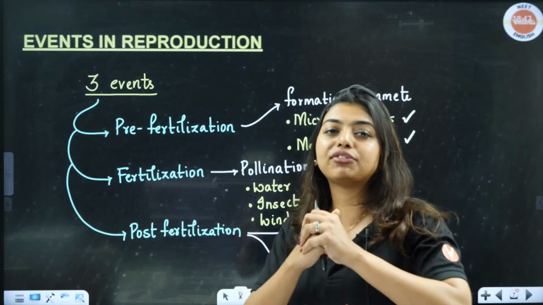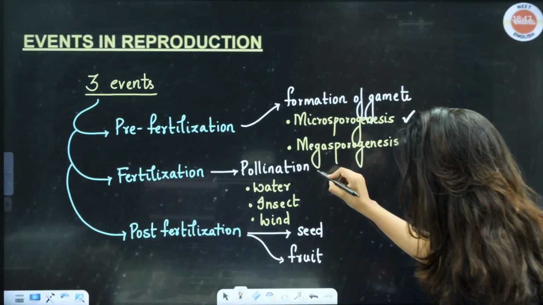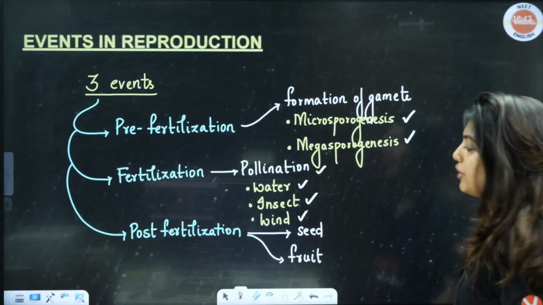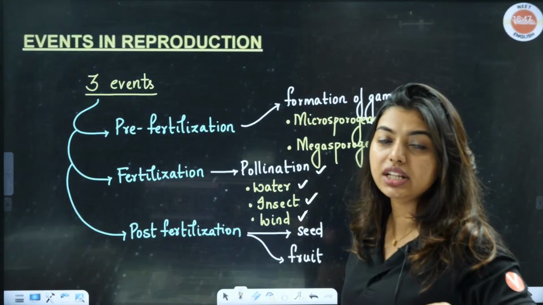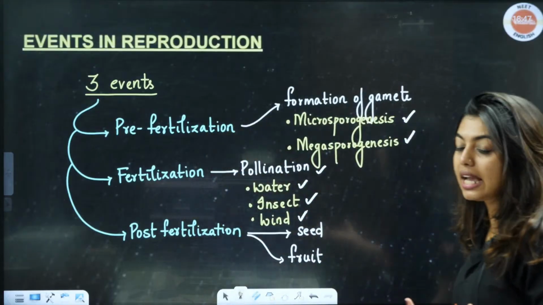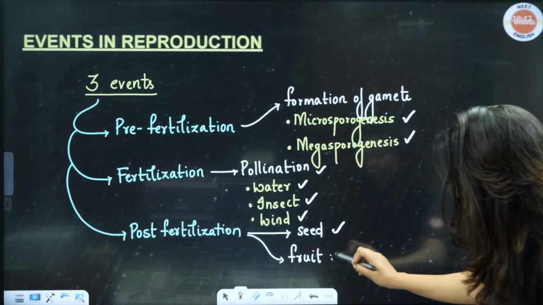Actual meeting of gametes is going to happen. So that is going to happen with the help of pollination, either by water, insect or wind. Okay. Post-fertilization, what is it? After fertilization, what are the things that are going to happen? Okay. Yes, seed and fruit formation.